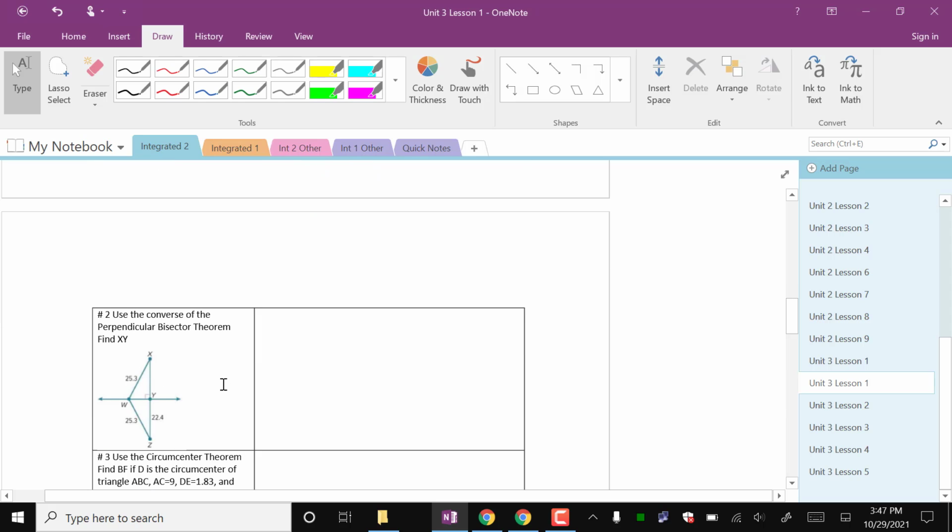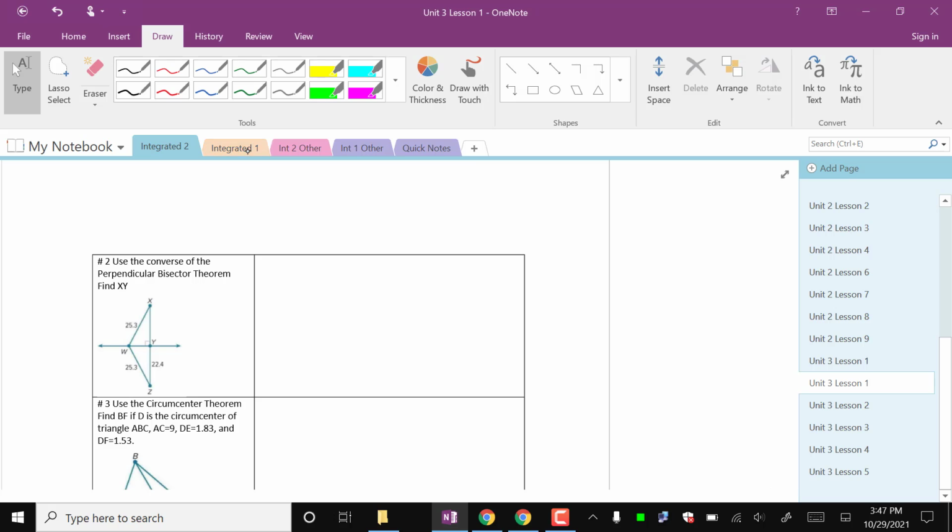So now we want to use the converse of the perpendicular bisector theorem. So we want to find the length of XY. So that's this part right here. So because WX equals WZ, we know that we have this perpendicular right here. So we know that WY is perpendicular to XZ.